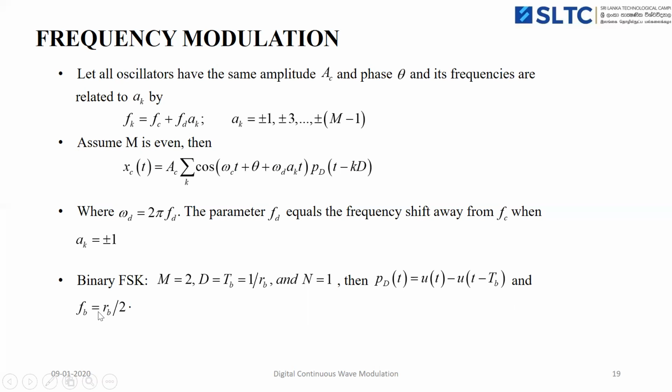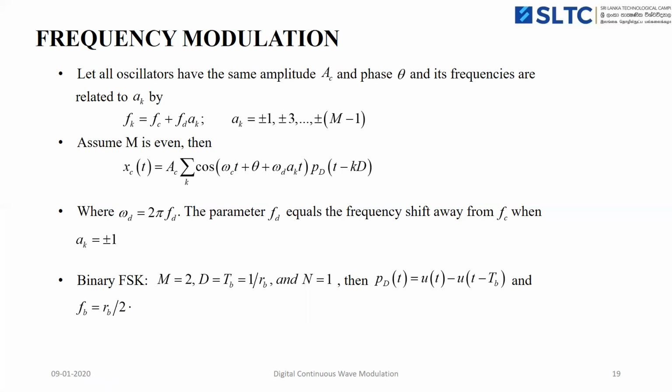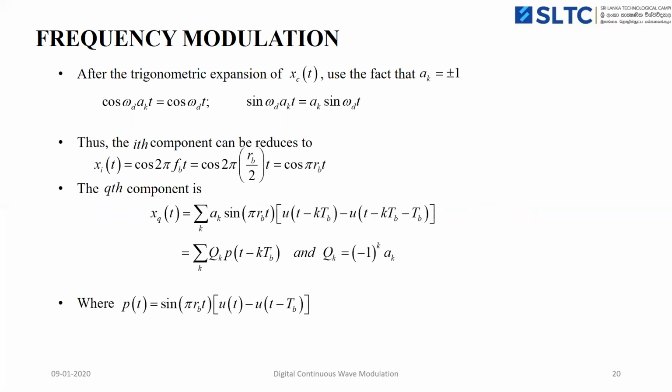And here the frequency, this FB, is the same as the FD, the frequency shift of the carrier signal, which is equal to half of the bit rate for the binary FSK. For the binary FSK, the shifted frequency FB equals half of the bit rate. So after trigonometric expansion of the FSK modulated signal, and by using the fact A equal to plus or minus 1, we are getting the in-phase and the quadrature component of the FSK.